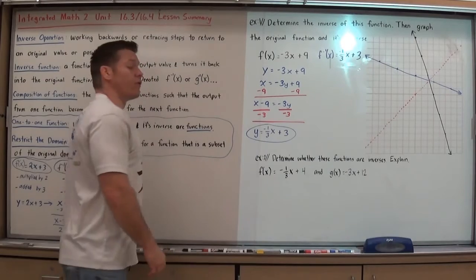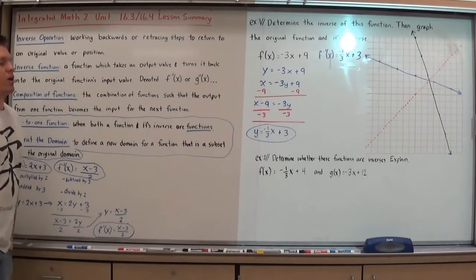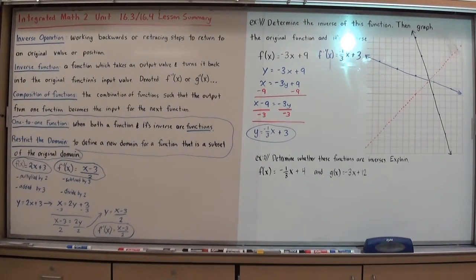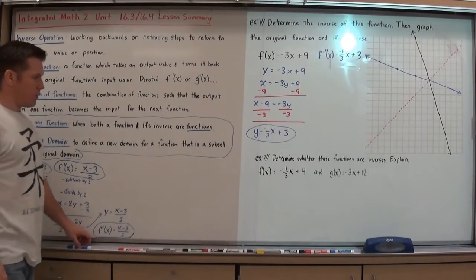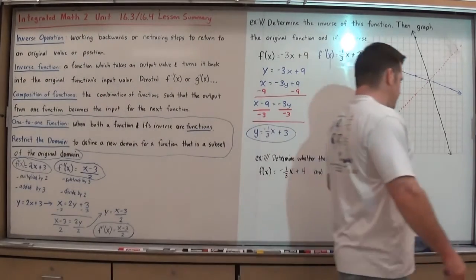And all inverses should do that. When graphed properly, they should reflect over that line y equals x. So it's just a nice little check that you did things correctly if they look like they're reflecting over that slanted line. Okay, moving on.